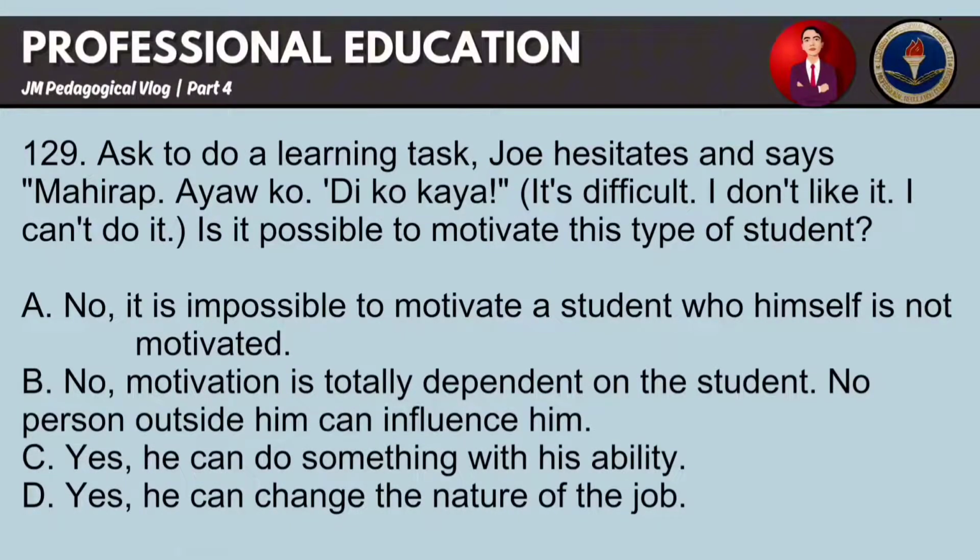Asked to do a learning task, Joe hesitates and says, "It's difficult. I don't like it. I can't do it." Is it possible to motivate this type of student? A. No, it is impossible to motivate a student who himself is not motivated. B. No, motivation is totally dependent on the student. No person outside him can influence him. C. Yes, he can do something with his ability. D. Yes, he can change the nature of the job. C. Yes, he can do something with his ability.